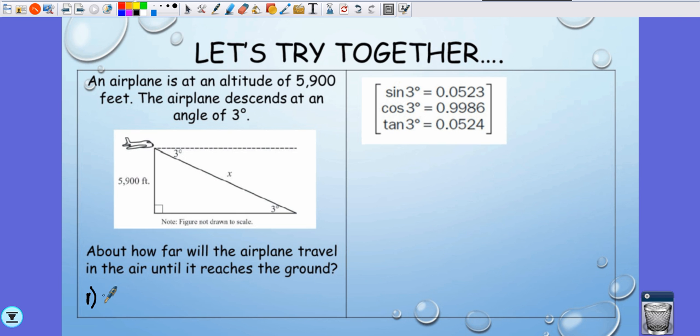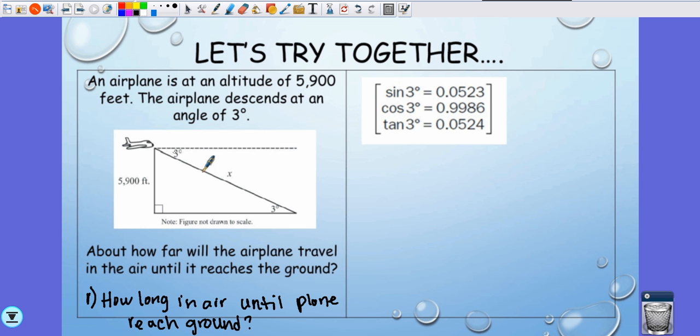I'm just going to paraphrase: how long in air until hit ground? Then you can paraphrase that any way you want to. The next step in our problem solving process is to draw a picture.